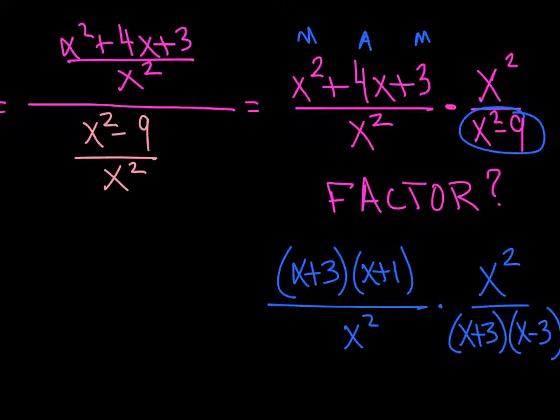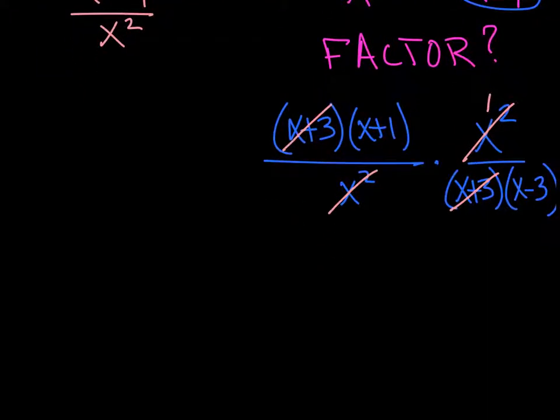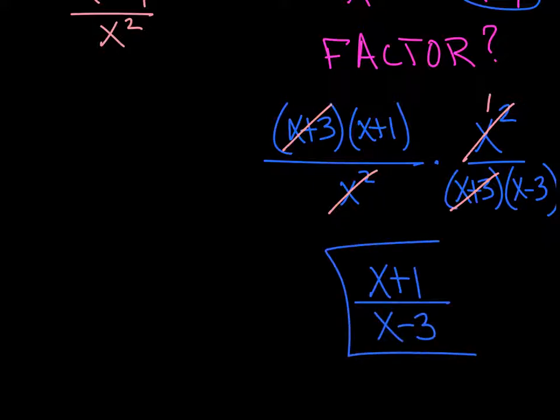What can I cancel? Let's see. Let's cancel the x plus 3's. X squared divided by x squared makes 1. And when the dust settles, it looks like I've got the quantity x plus 1 divided by the quantity x minus 3. And there, ladies and gentlemen, is your final answer.